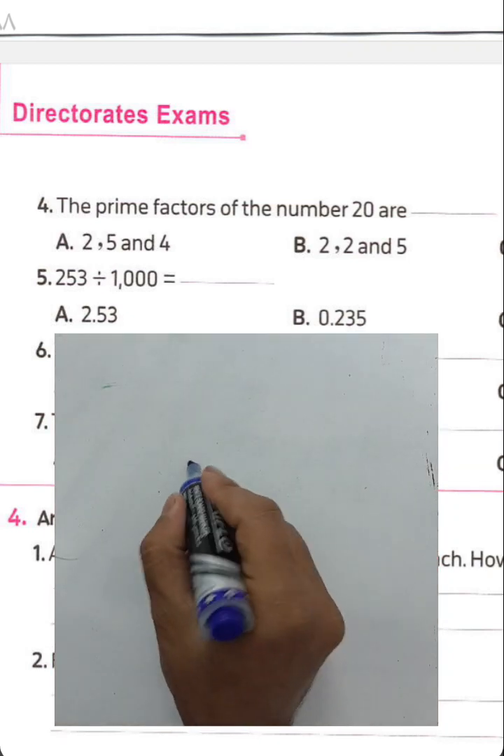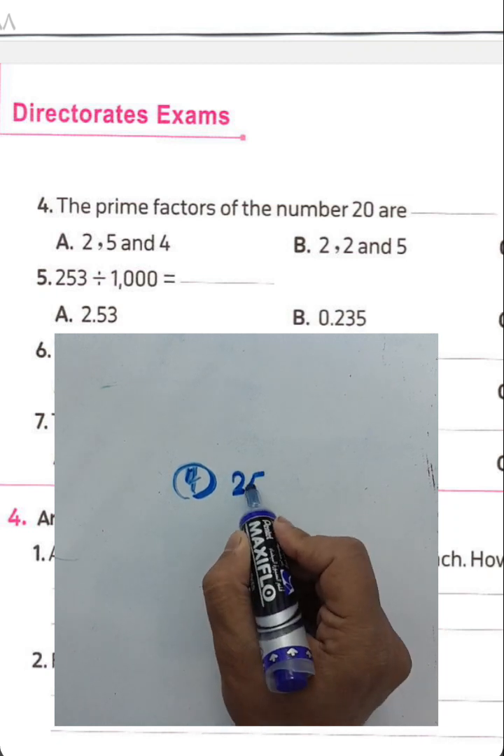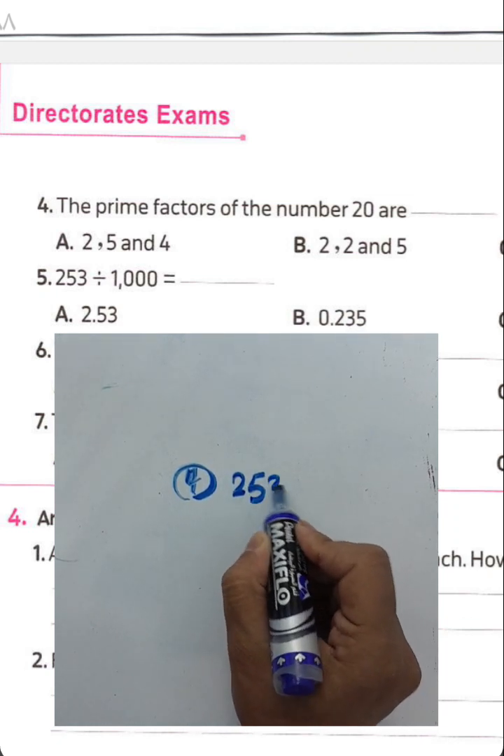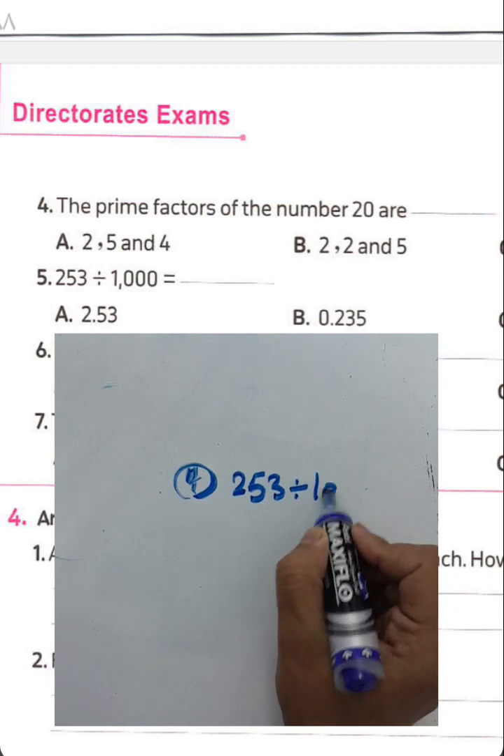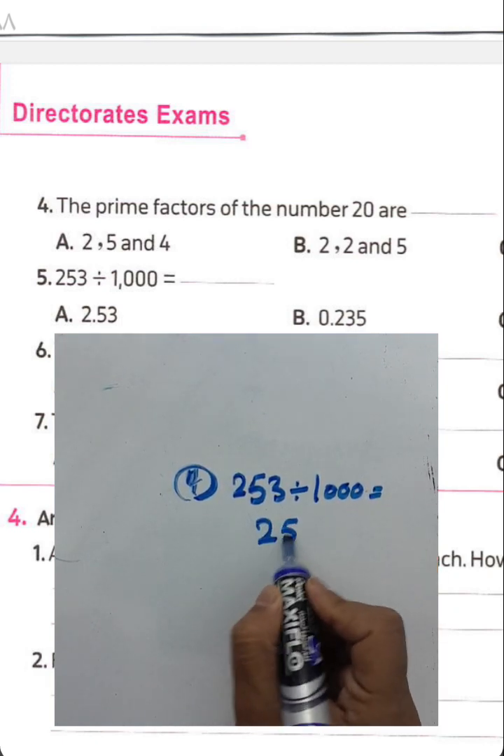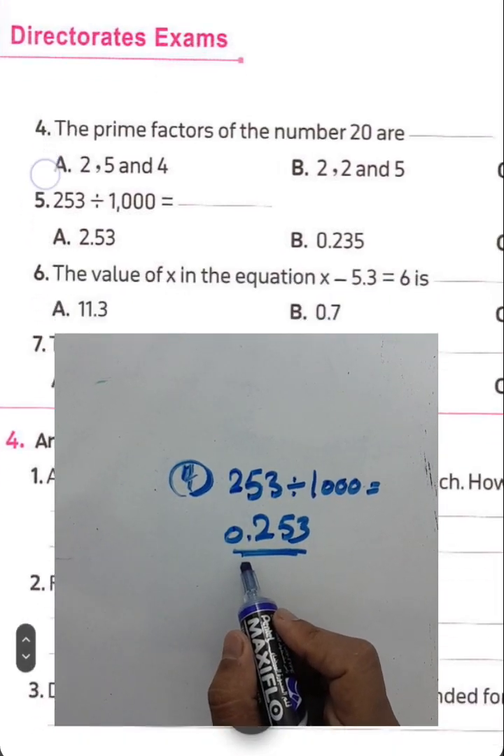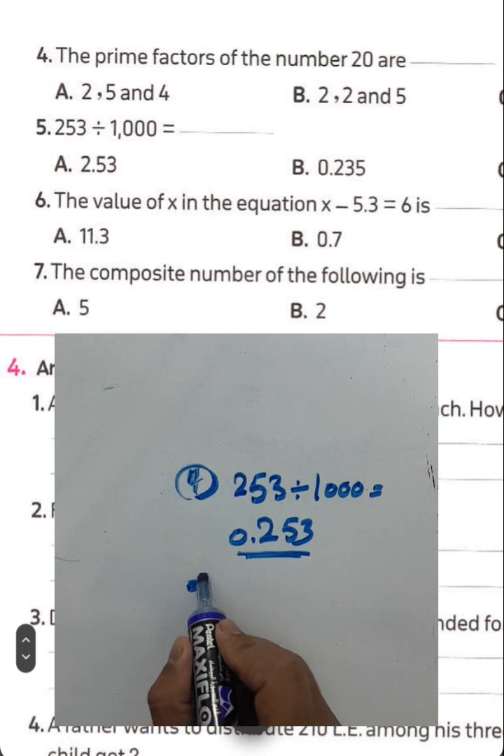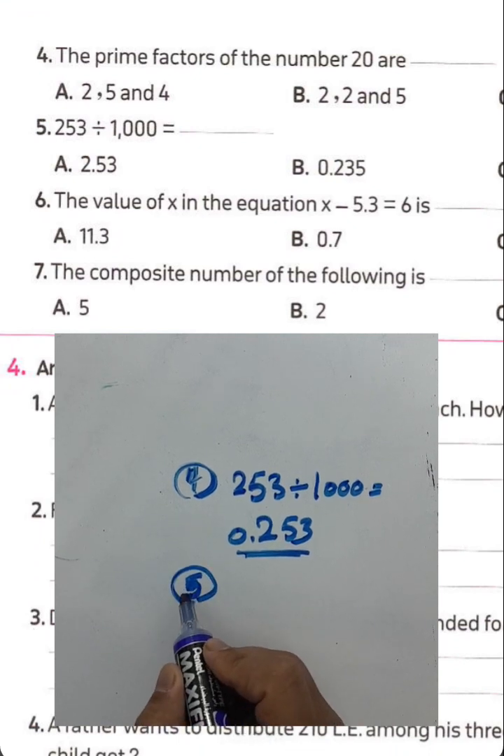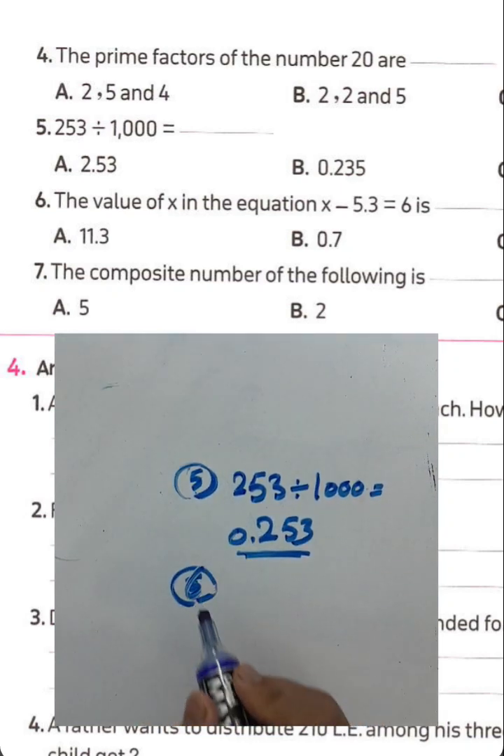Question number 4. 253 divided by 1000. You must put the point after three places. It will be 253 thousandths. That was question 5, and here is question 6.